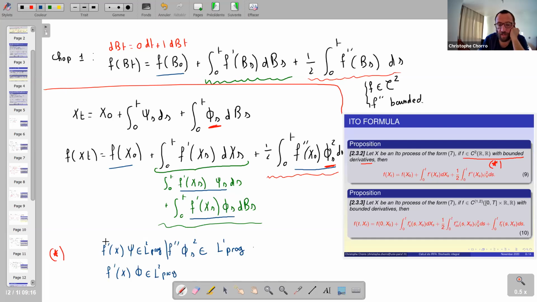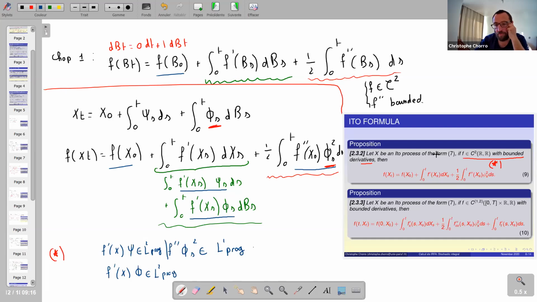So in the case where I impose the derivative to be bounded, I obtain something that is okay, everything is well defined as a Riemann or stochastic integral, but the price to pay is that I have a nice formula, but with very, very restrictive conditions on small f. So I can apply it here a priori, but only for very, very particular small f.